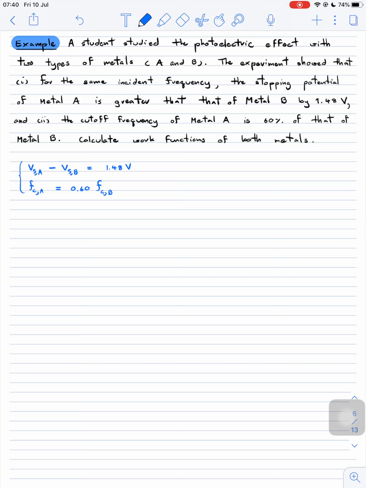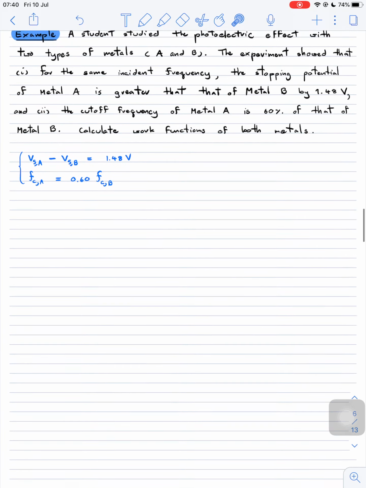Okay, so what do we want to find? We just want to find the work functions of both metals, the work function of metal A and metal B. So it means that in this case, we need two equations to solve for the work function of metal A and metal B. So how should we start?